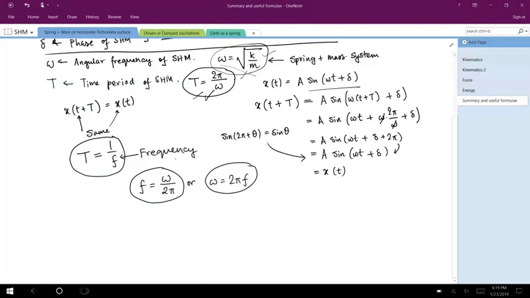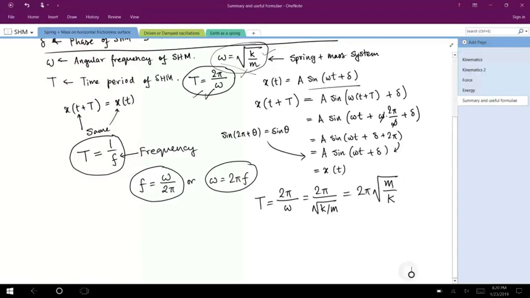We can also combine the time period relationship with our relationship for ω equals the square root of k over m for the spring mass system. If we do that, then we find T is equal to 2π over ω, which is 2π over the square root of k over m for the spring mass system, which is equal to 2π times the square root of m over k. And this is our relationship for the time period of the spring mass system.